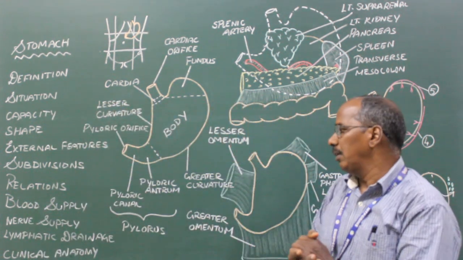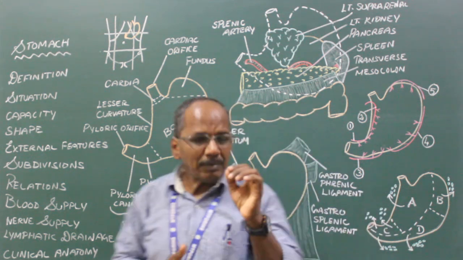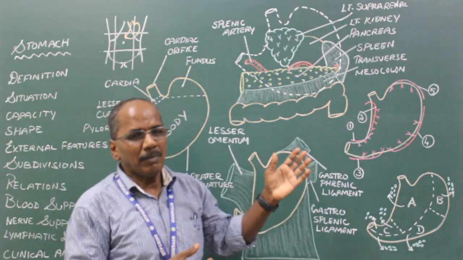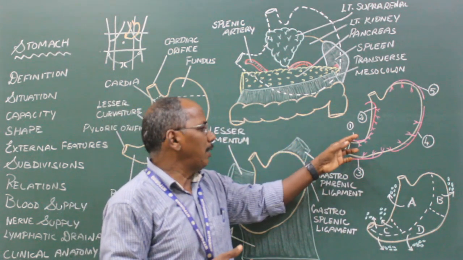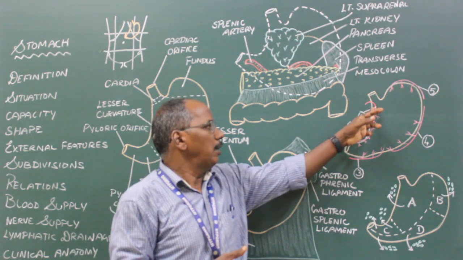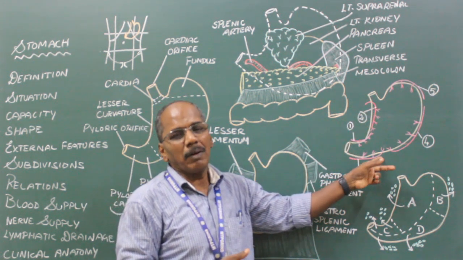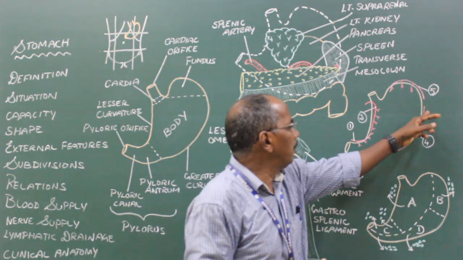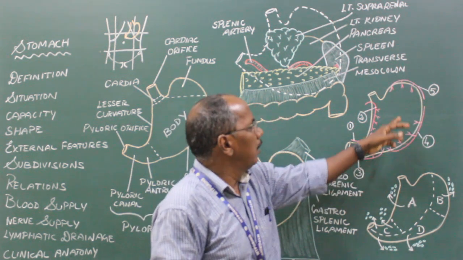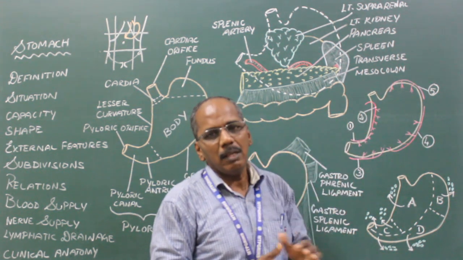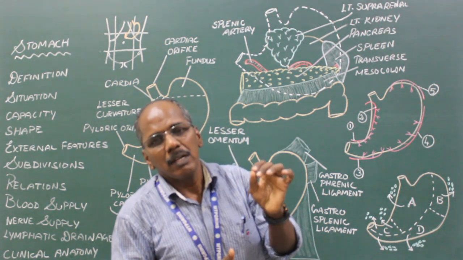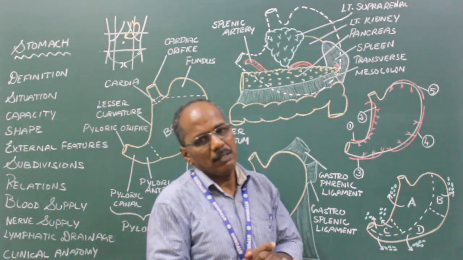Blood supply. The stomach is supplied by the following arteries. Number 1, right gastric artery. Number 2, left gastric artery. Number 3, right gastroepiploic artery. Number 4, left gastroepiploic artery. Number 5, short gastric artery. And finally number 6, posterior gastric artery.